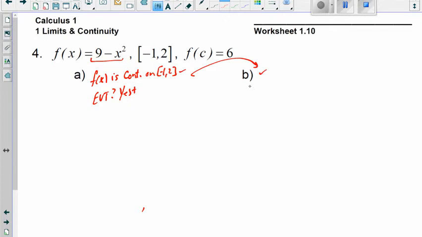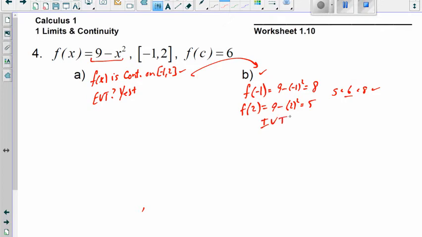For the IVT, now let's find these values. F of -1 and F of 2. So we have to find those. 9 minus -1 squared. 9 minus 1 is 8. And 9 minus, and we plug in a 2, so that'd be 2 squared. 9 minus 4 is 5. So 5 and 8 are the endpoints. 6 is what we're looking for. That works. So IVT applies. We are guaranteed we're going to find a 6 somewhere in the y values.